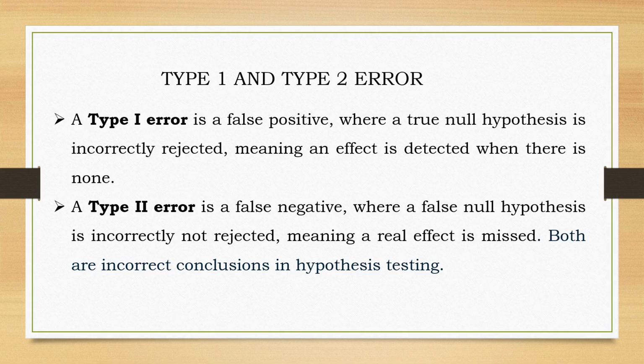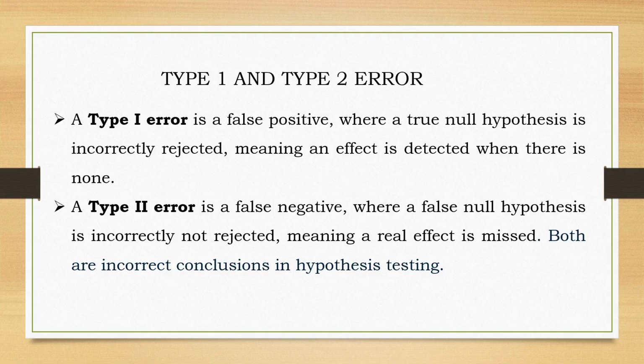Another example is that a patient went to hospital and the doctor recommended that he should do a blood test for malaria. When the result came out, it was positive, that this person had malaria, while he didn't have malaria.